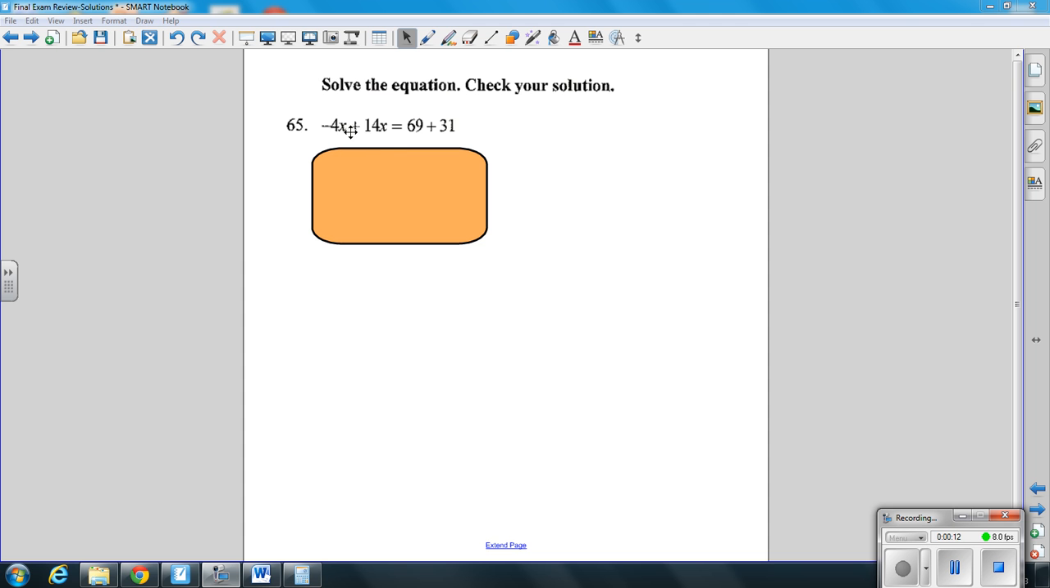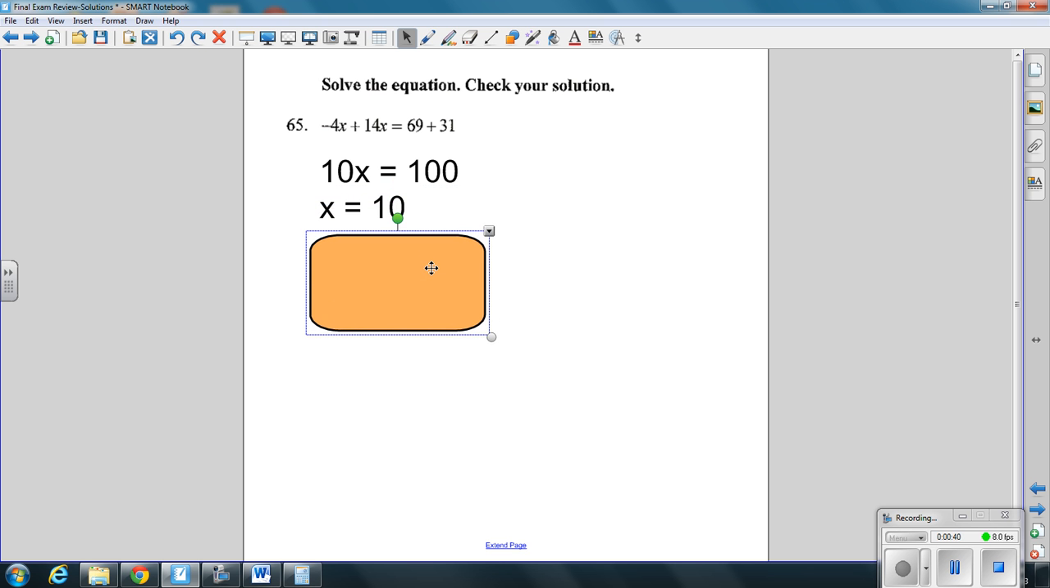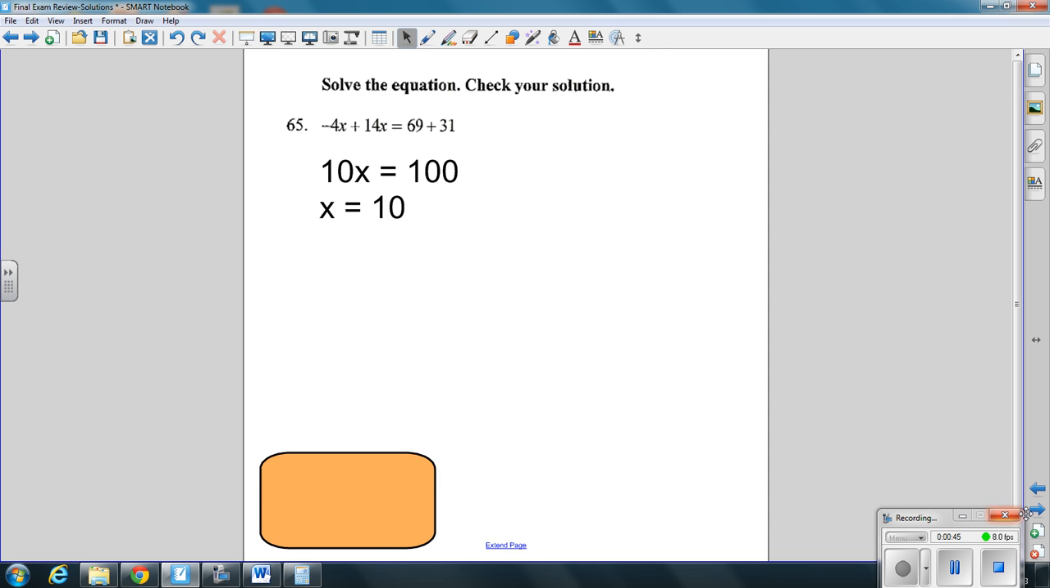And if you notice in this problem, on the left side we have like terms that we can combine. We have two coefficients, the -4 and the 14, that can be combined. And on the right side we have two constants, the 69 and the 31. So when we combine the two sides, we get 10x equals 100. And in order to isolate x, we divide both sides by 10. So we have 100 divided by 10 will give us x equals 10. Any questions, please ask.